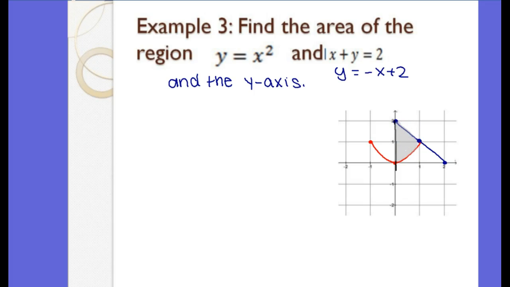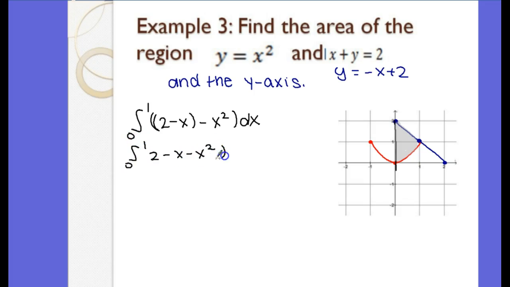So what would my integral look like? From 0 to 1 of 2 minus x minus x squared. Okay, so you have the integral from 0 to 1 of 2 minus x minus x squared dx. So what I want you to do is anti-derive that.